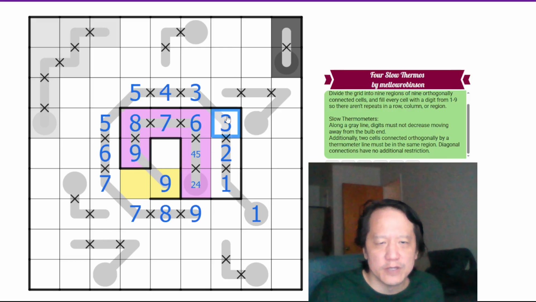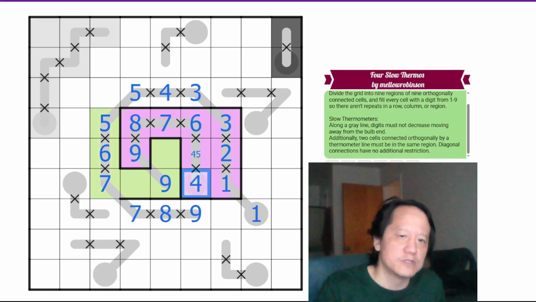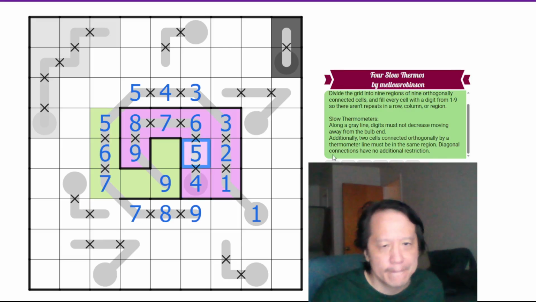This must be then all pink. And this must be part of yellow. Or maybe we can make it... It has to be green, actually. So this cannot be part of the same region as the 7, 8, 9, because we already have a 9. So then this must go out as a region this way. So this is all green. This can't be 2 because of 2 in the region, so this is 4 and 5.